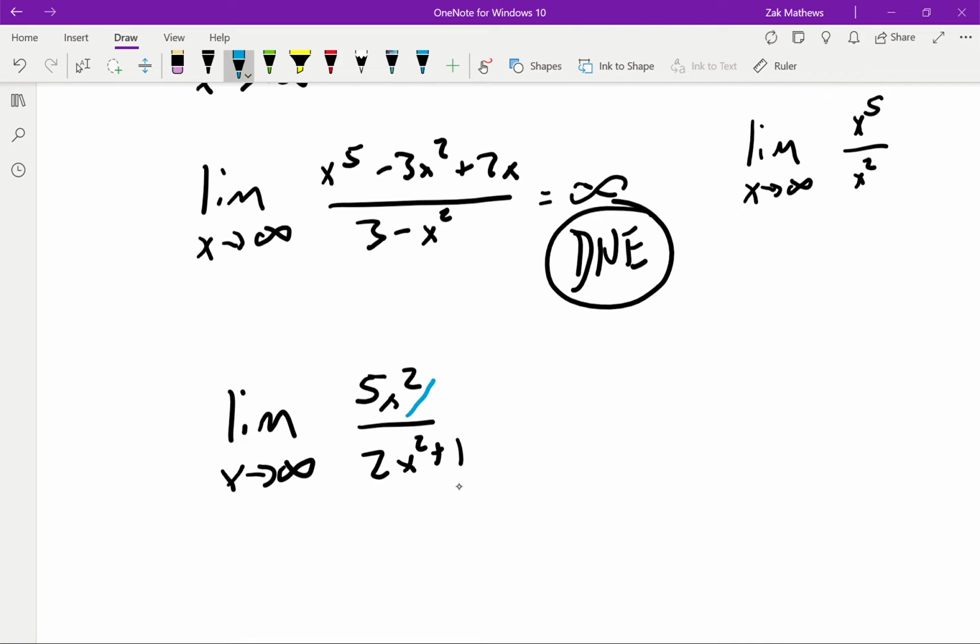We could also divide by that largest exponent. We're going to see the 1 over x squared, that's going to 0, but the numerator is going to 5, the denominator is going to 2, and so that's our limit. That's our answer, 5 halves.